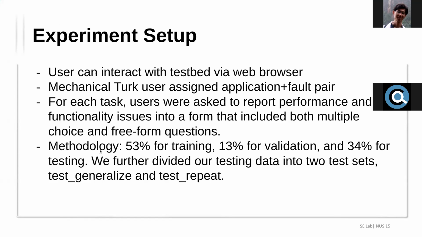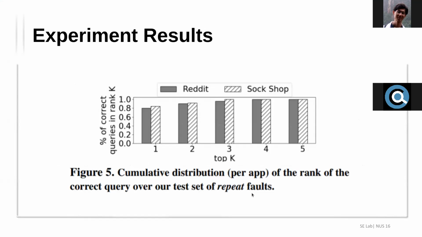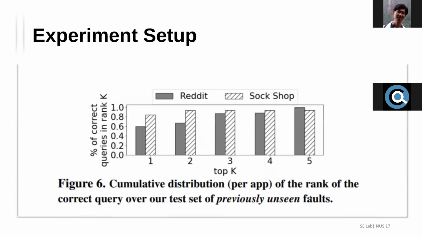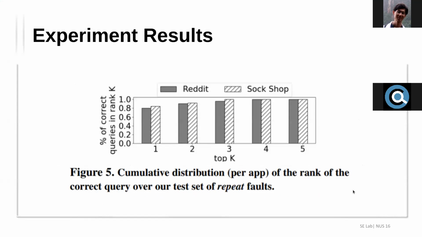Right. So basically, that's the testing methodology, and then these are the results. So actually, most of the queries that the tool outputs are close and always in the top 5. Yeah, and then you can see that about 80% of the time it's the first query that is given. And this is the testing result, right? Yeah.